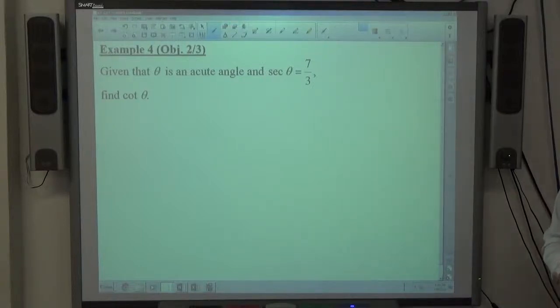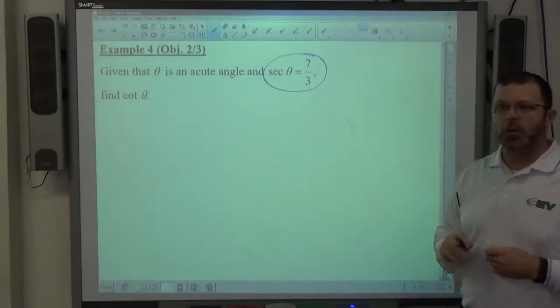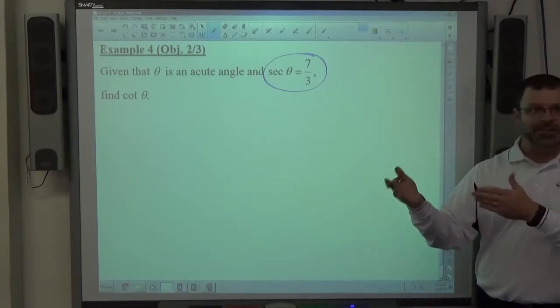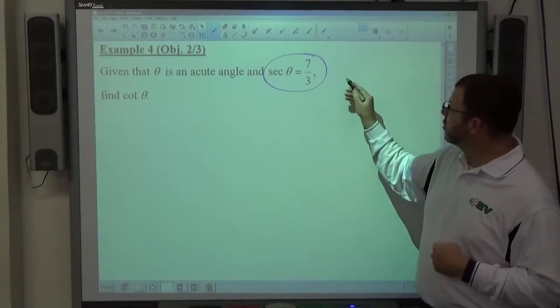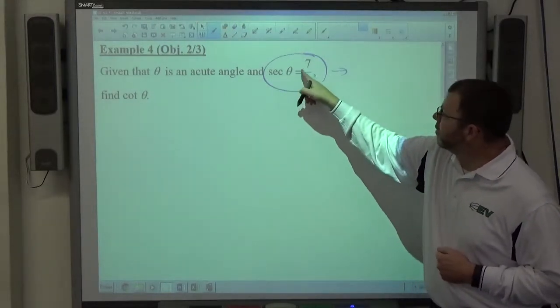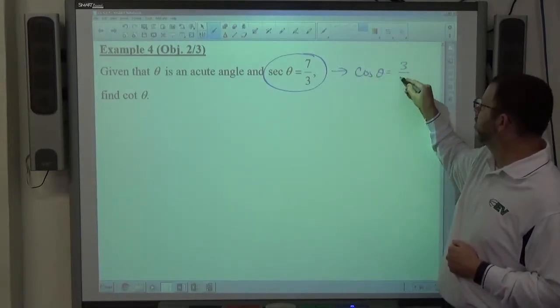Example 4, theta is an acute angle, secant of theta is equal to 7/3. So we're in a situation again where we're at one of our new trig functions we haven't dealt with before. So again, if I'm dealing with a reciprocal trig function, I'd rather go back to my comfort zone, which is sine, cosine, or tangent. So secant's reciprocal of what? Cosine. So if I know secant of theta is equal to 7/3, that tells me also the cosine of theta is equal to 3/7.